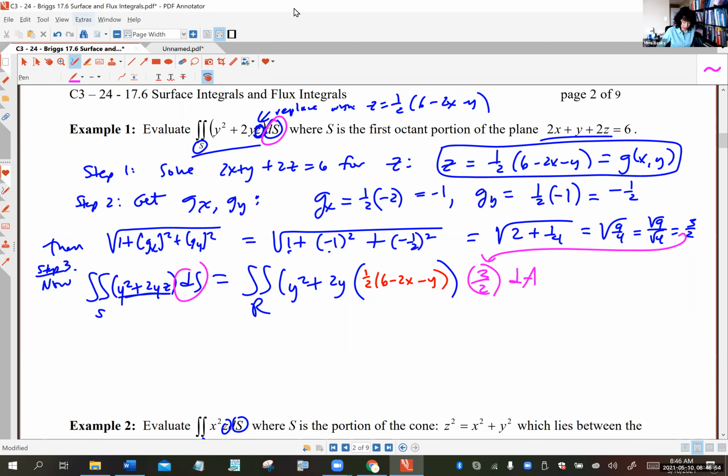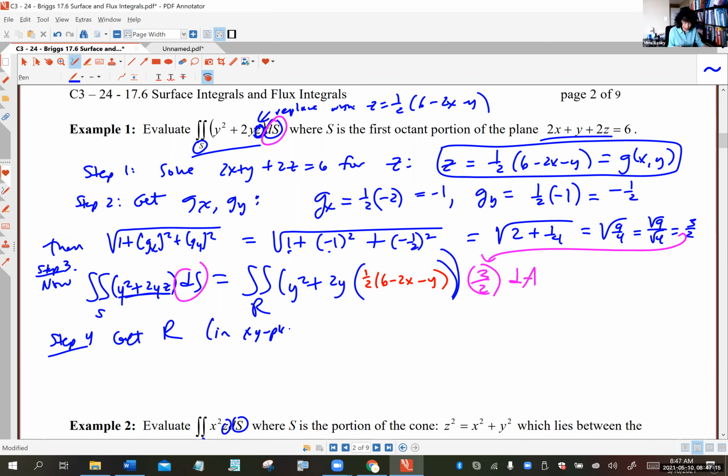Okay, so now go integrate this beast. Well, I got to do some cleanup here and also figure out how to iterate the double integral. How do I put limits on? So let's look at step 4 now. Let's get the region R. What does that look like in the xy plane?